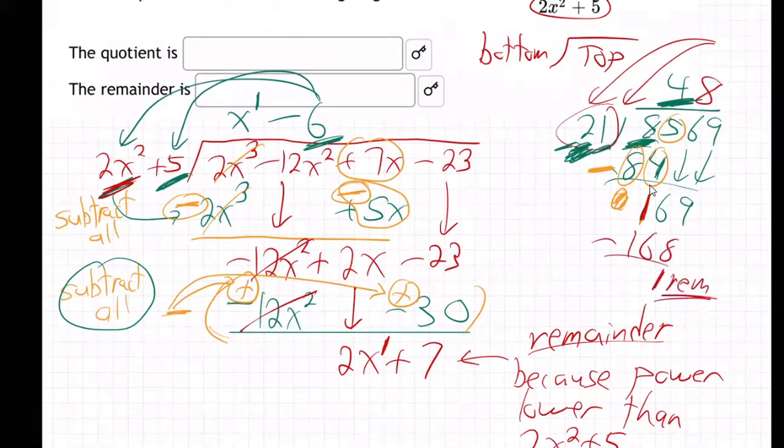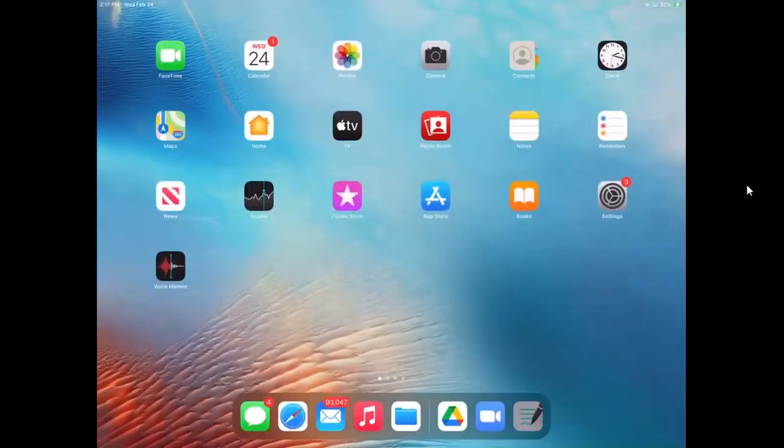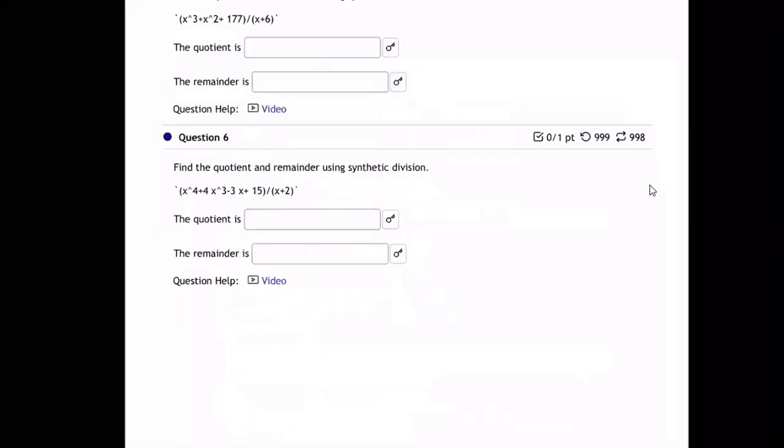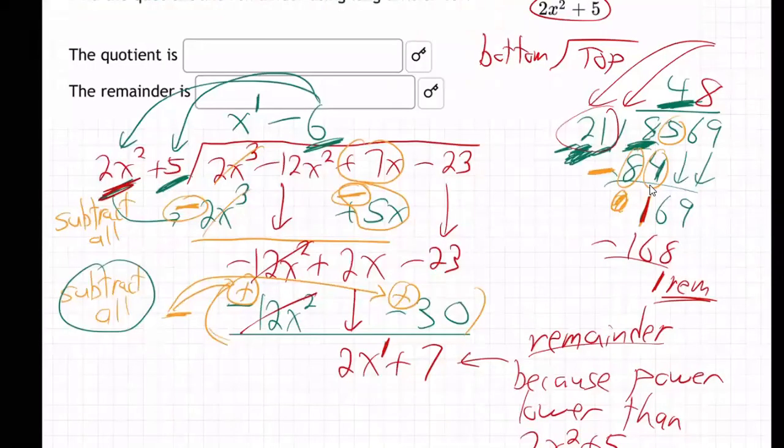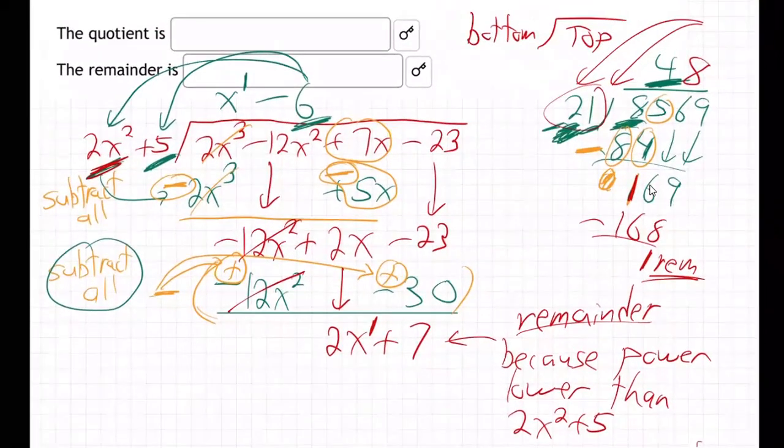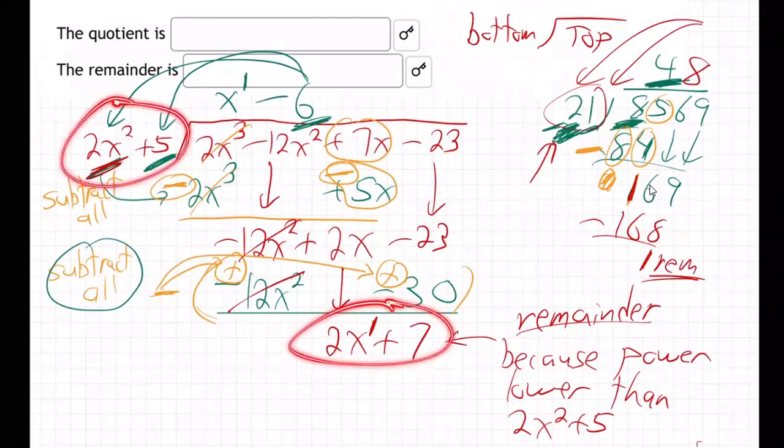Why would that be the remainder? Because it's lower than 21. That's how you know you don't go in again. Well, same thing except for powers. 2x to the first power is lower than 2x squared. Power, the power. It's all about powers when you get to letters.